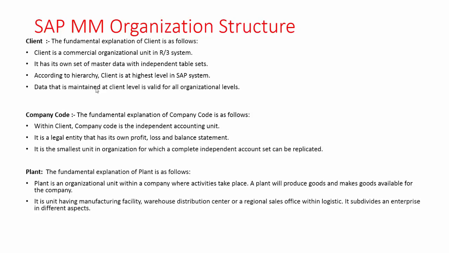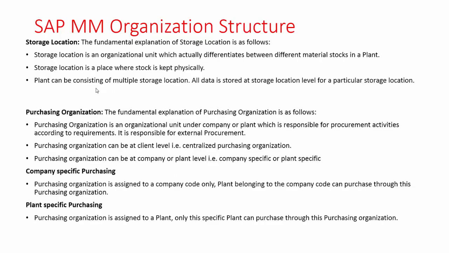Then we have plant. The fundamental explanation of plant is as follows. Plant is an organizational unit within a company where activities take place. A plant will produce goods and make goods available for the company. It is a unit which has a manufacturing facility, a warehouse, a distribution center or a regional sales office within logistics. It subdivides an enterprise in different aspects.